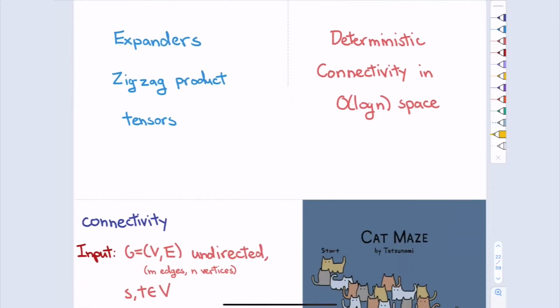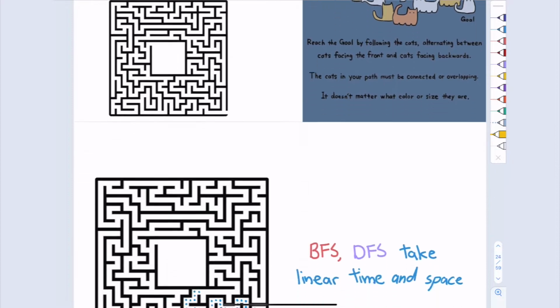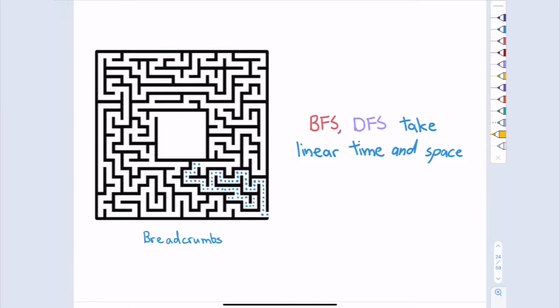So let me remind you of some slides from before. The basic question: I give you an undirected graph. I want to know for two vertices S and T, can S get to T? And what we teach in a standard algorithms class is to take advantage of the space. If you just mark the vertices that you've already visited, then it's very easy to do this in linear time. But if I restrict the space, then you can't leave these breadcrumbs everywhere. And that's what makes this problem much more challenging, much more interesting.